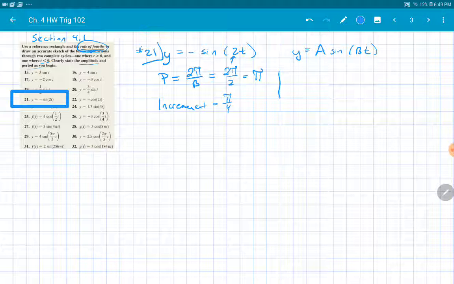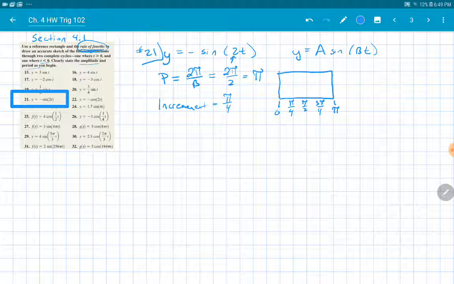So I like to draw a little sketch of a reference rectangle. If I split this into fourths, starting at 0 and the period is pi, then each of these little increments is pi divided by 4. So that's going to be 2/4 pi, which is pi over 2, and 3/4 pi.